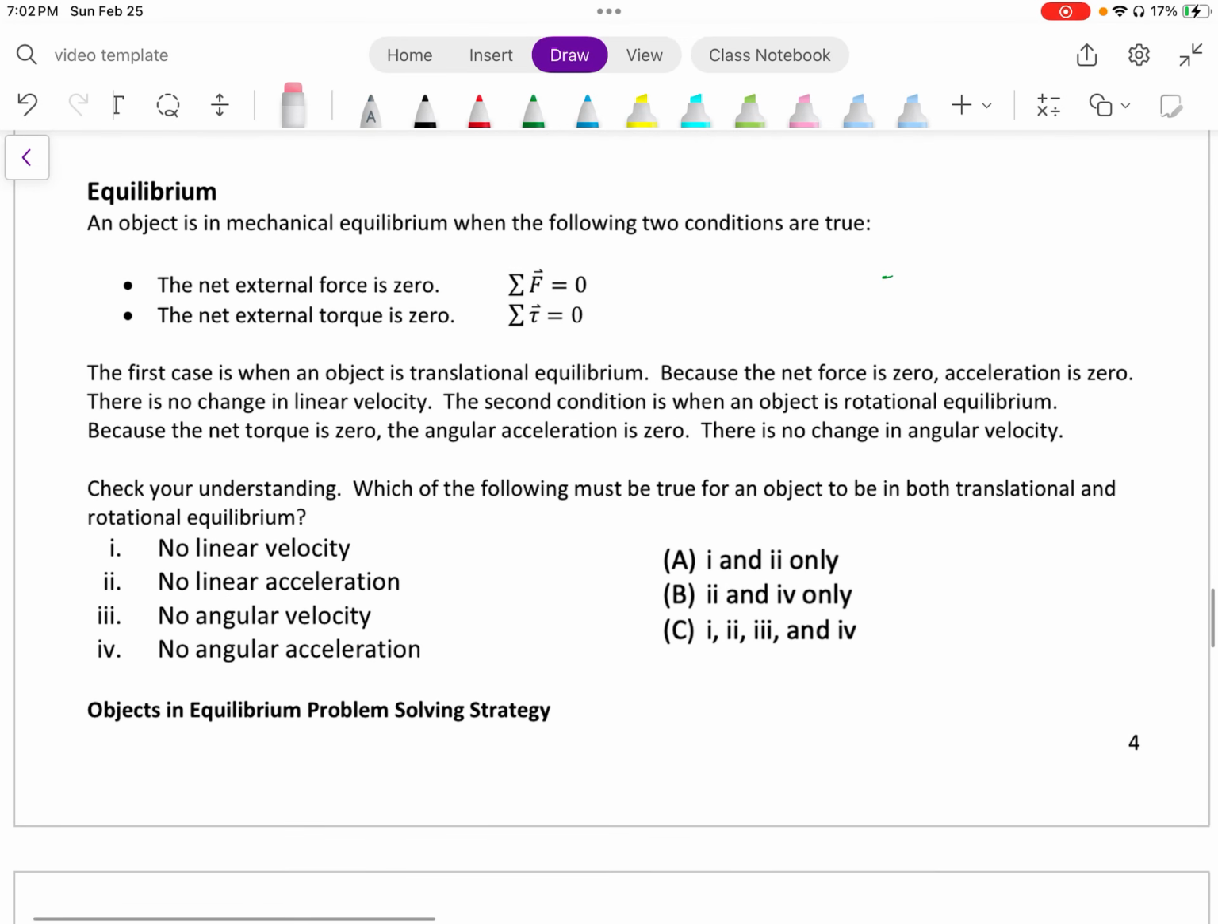All right, this is my lecture from my notes on mechanical equilibrium. This is the section that we're on right now, so equilibrium. An object is in mechanical equilibrium when the following two conditions are true. The net external force is zero, and the net external torque is zero.